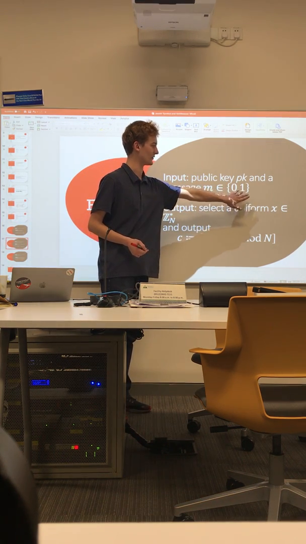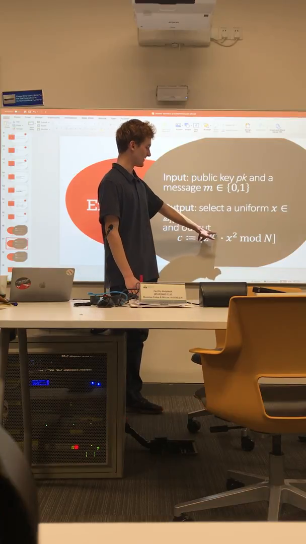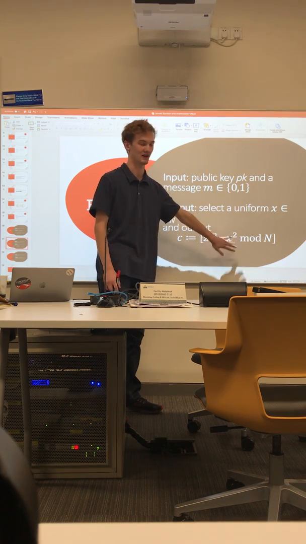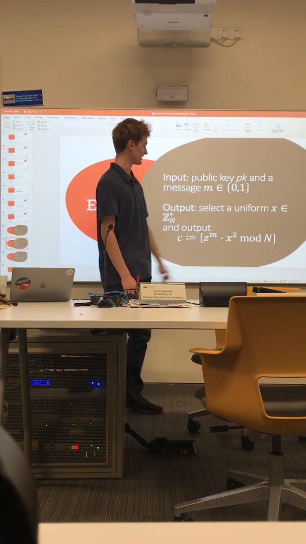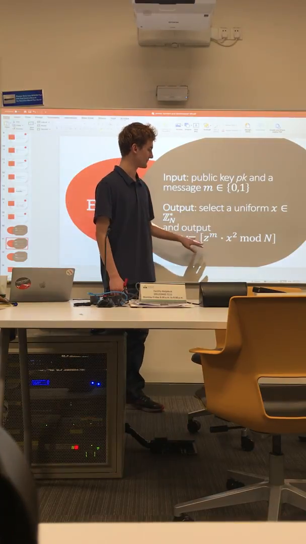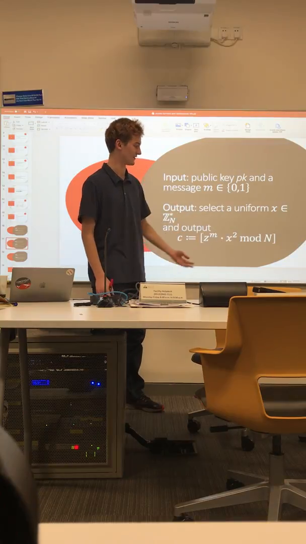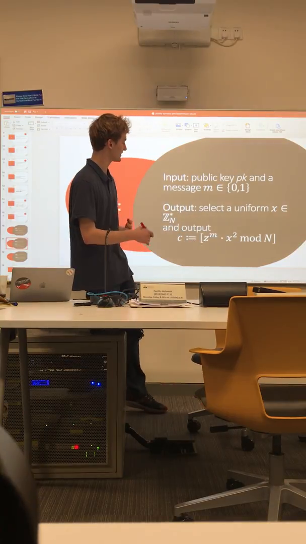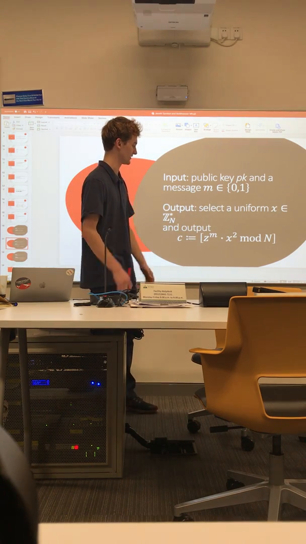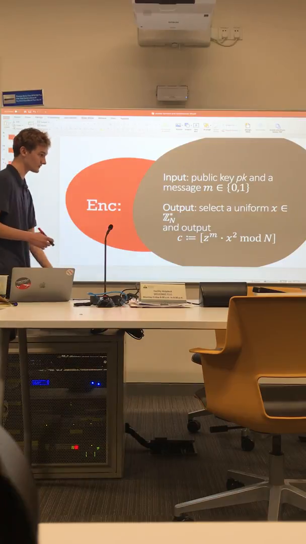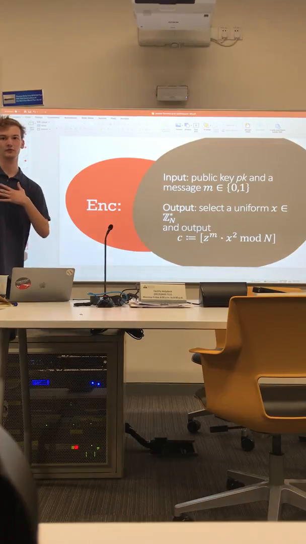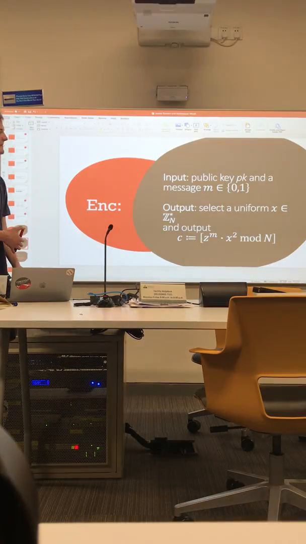So remember, m is 0 or 1. If m is 0, then you have just x squared, which is some random quadratic residue mod n. If m is equal to 1, you have a quadratic non-residue with Jacobi symbol 1 multiplied by a quadratic residue, which of course has Jacobi symbol 1. So the result has Jacobi symbol 1, but it is still a quadratic non-residue, so you can't find the square root of it. Then you just send this value c to whoever you're trying to communicate with.